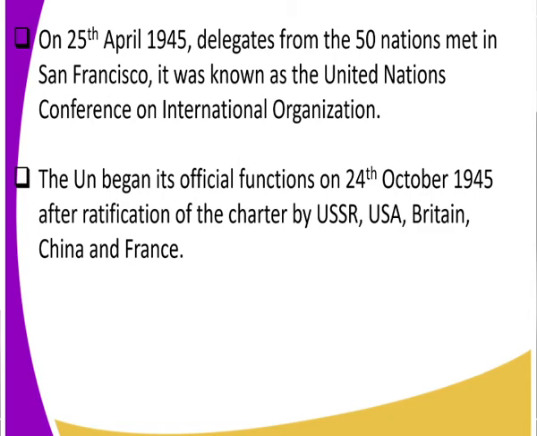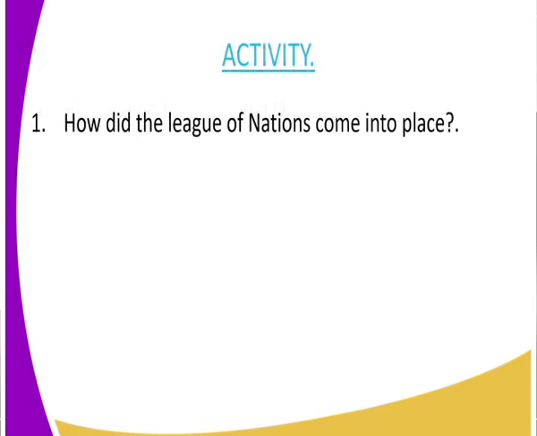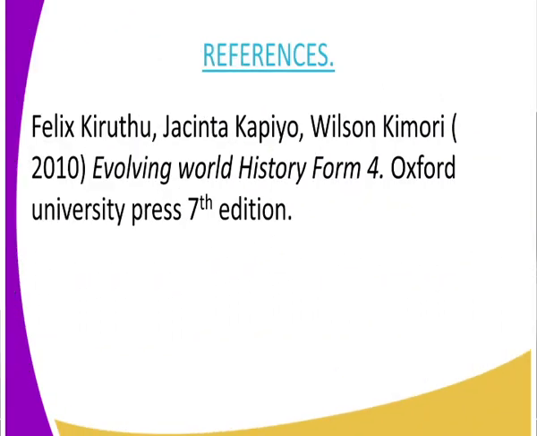Now, class, after we have looked at the brief history of the formation of the United Nations, we have an exercise for us. Can you tell us how the League of Nations came into place? And note that you must state all those meetings that made it possible for the ratification of the United Nations. For your reference, kindly refer to Evolving World, History and Government, Form Two, Oxford University Press, the 7th edition.